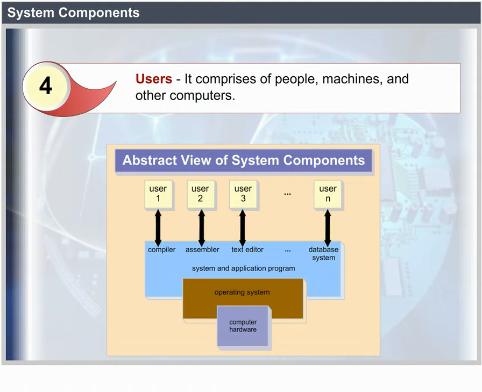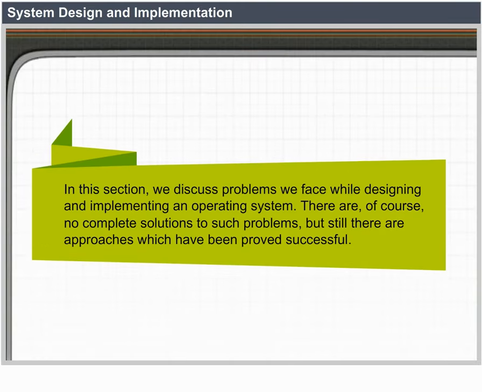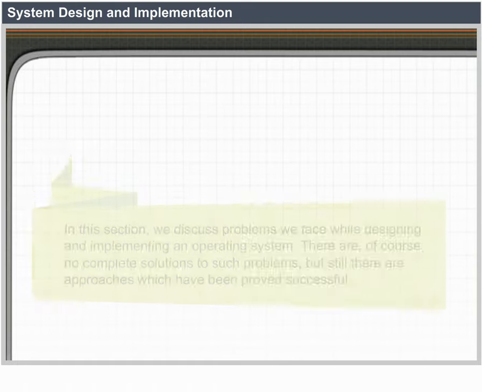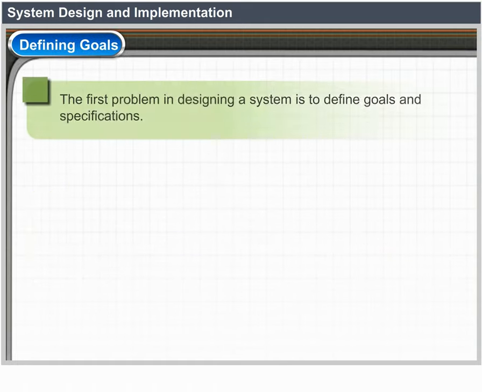System design and implementation. In this section, we discuss problems we face in designing and implementing an operating system. There are, of course, no complete solutions to such problems, but there are approaches that have proved successful. Design goals. The first problem in designing a system is to define goals and specifications.